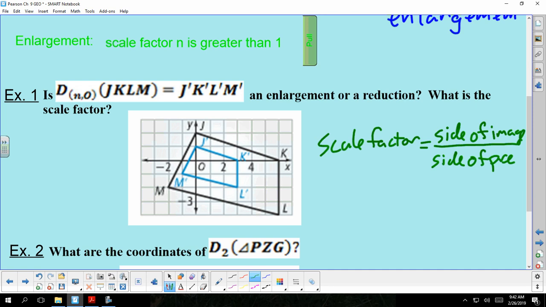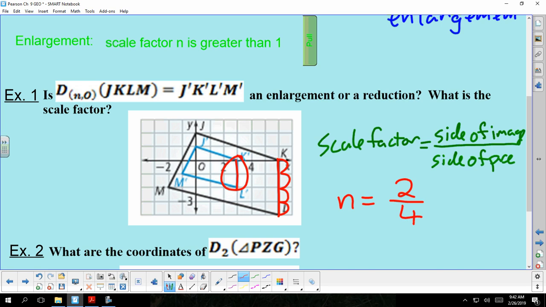So in this case, I'm going to look for any sort of horizontal or vertical lines. Why? Because it makes it really easy to figure out the distance in our coordinate plane. If I were to do these diagonal ones, I'd have to either use the Pythagorean theorem or the distance formula. Do I have any vertical lines? Sure. K prime, L prime, and KL. So n, the side of the image right here, over the side length of our pre-image where we started, 1, 2, 3, 4.